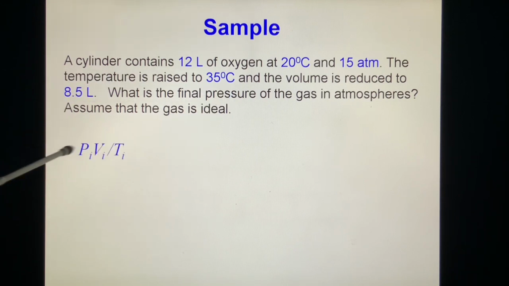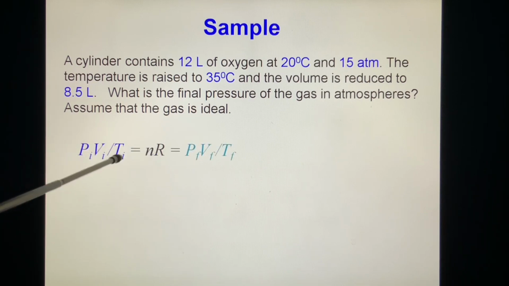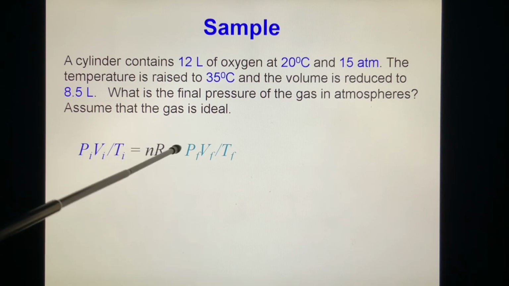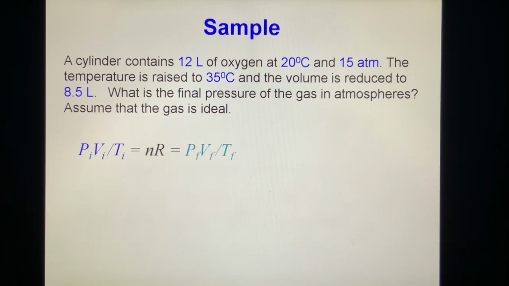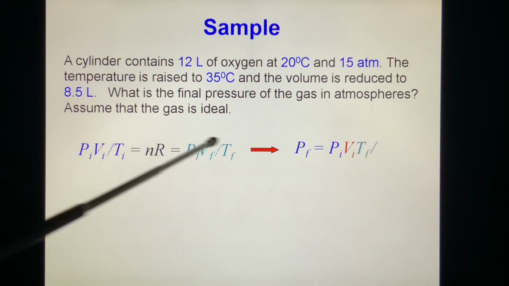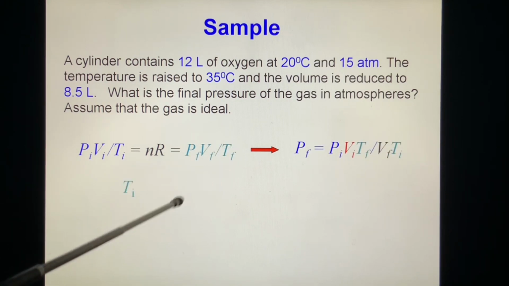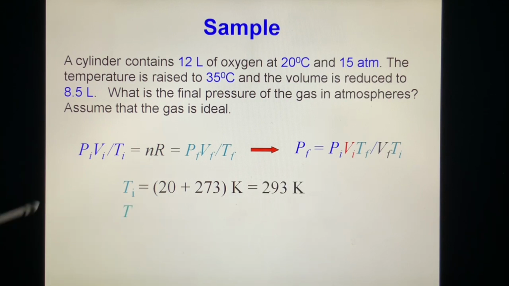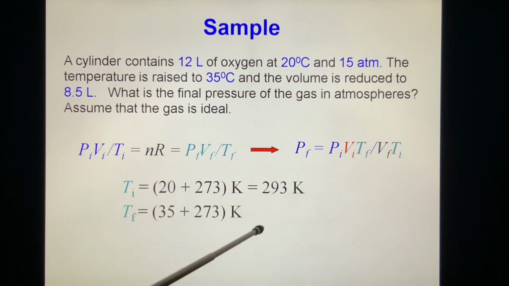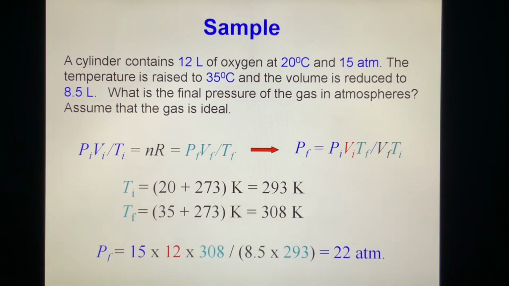We know PV over T equals nR. So P initial V initial over T initial equals nR, and also P final V final over T final equals nR. This is the constant. We know five of the six numbers, so we can find the other one. The only thing we have to pay attention to is the temperature, which should be in Kelvin. So T initial equals 20 plus 273 Kelvin, and T final is 35 plus 273 Kelvin. We put in these numbers and we get P final very easily. It's about 22 atmospheres.